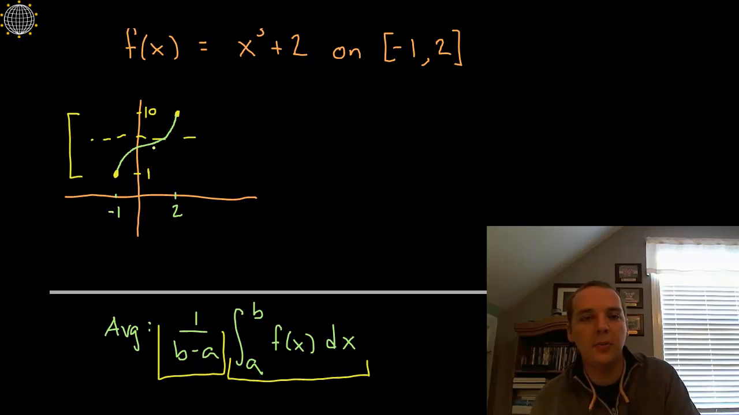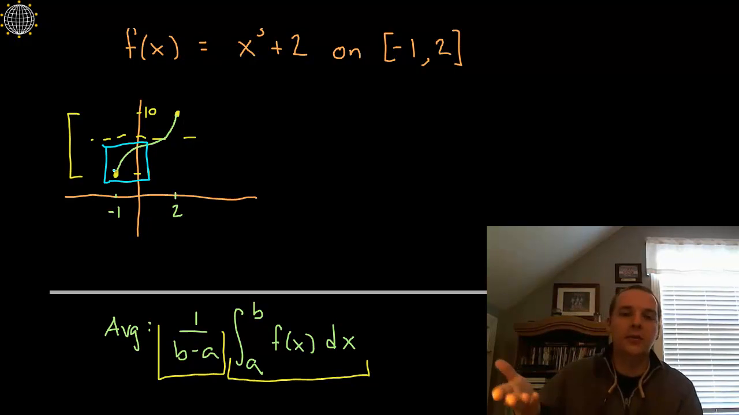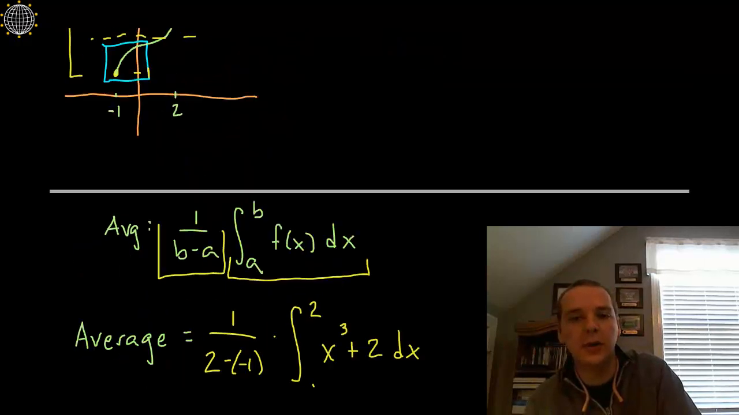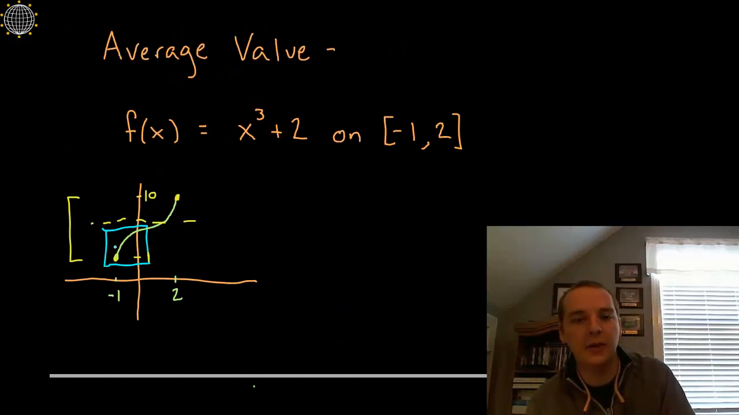So if you look up here, yeah, 3.25 is between 1 and 10. And notice it probably is a little closer to 1, because it looks like it spends a little bit more time hanging out on the lower end than it does at the top. It very quickly rises up to 10. So yeah, this answer sounds very, very reasonable here. And so that's the average value that it attains on that given interval here.